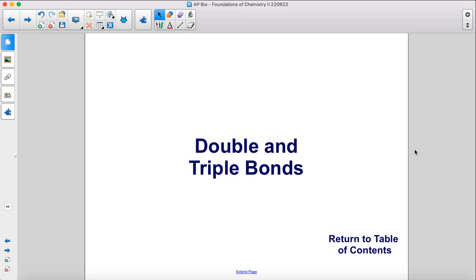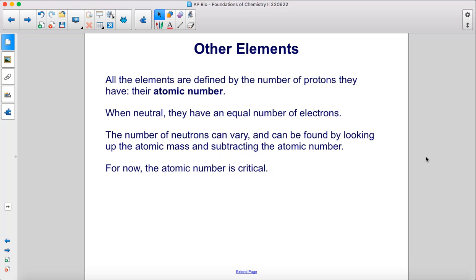Double and triple bonds. All the elements are defined by the number of protons they have, their atomic number. When neutral, they have an equal number of electrons. The number of neutrons can vary and can be found by looking up the atomic mass and subtracting the atomic number. For now, the atomic number is critical.